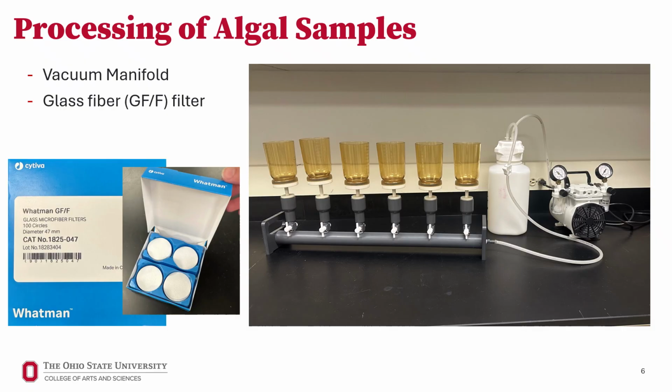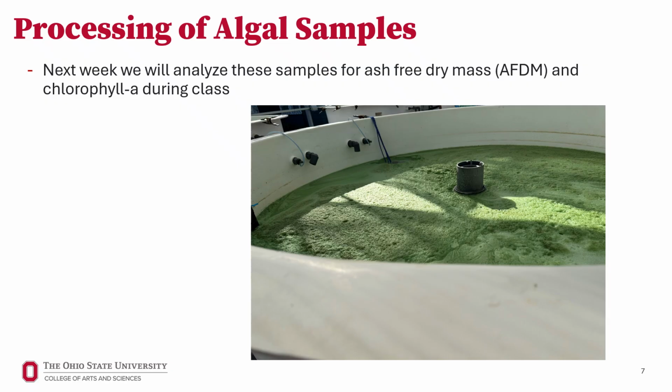After filtering these samples, we will be freezing the chlorophyll A filters and placing the ash-free dry mass filters into the drying oven. During the next lab period, we will analyze the periphyton and phytoplankton samples for both ash-free dry mass and chlorophyll A. Both next week's lectures and the Algal Biomass Laboratory Instructions document in Carmen will have more information about this process.